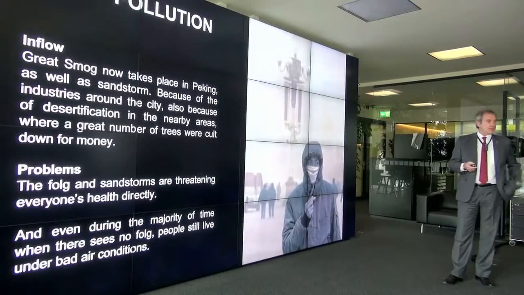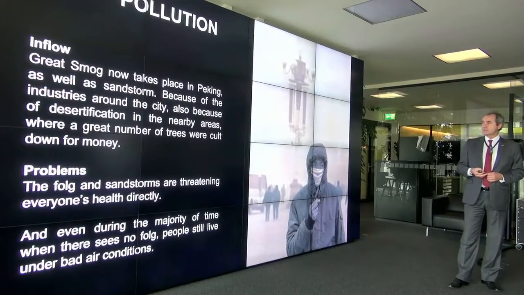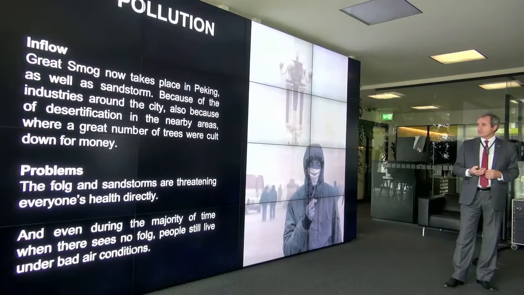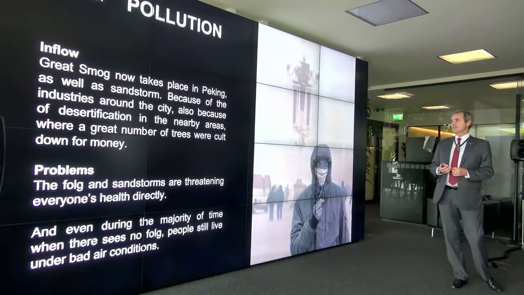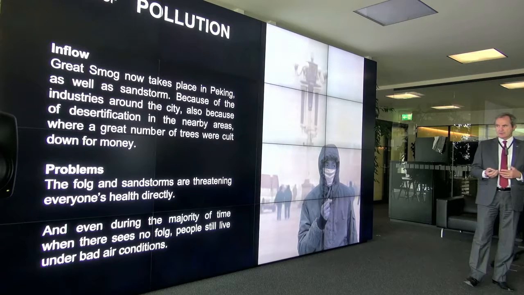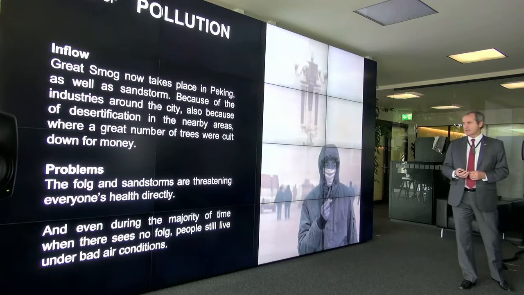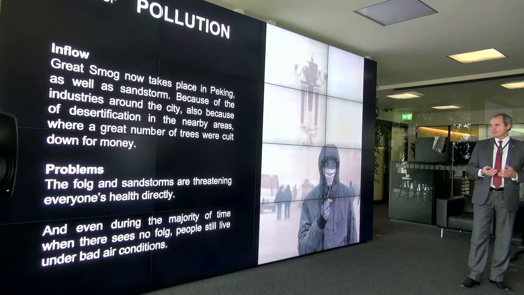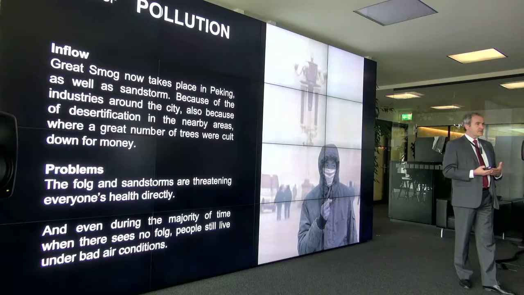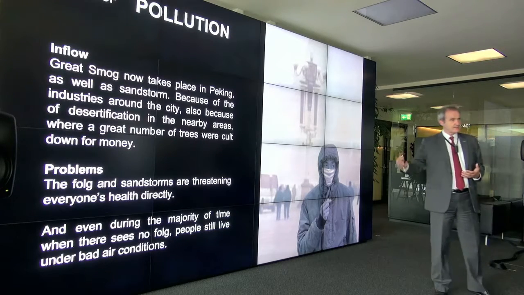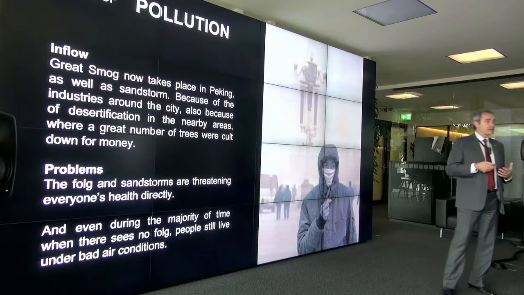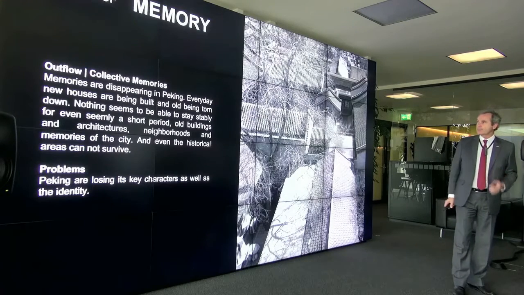So you took the example of Beijing, of the great smog that now takes place in Beijing, as well as a sandstorm, combination of those. And because of the industries around the city, also because of this desertification in the nearby areas, where a great number of trees were cut down for money. And the problem is that the fog and the sandstorms are threatening everyone's health directly, and even during the majority of time when there is no fog, people still live under bad air conditions. So this is the interaction of something that's taking place in the city and outside of the city, between the climate and the city. So you have identified this flow correctly.